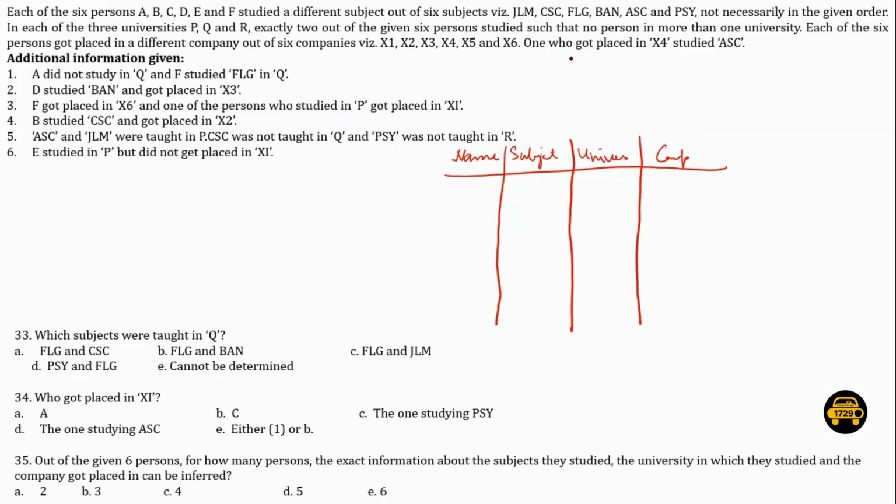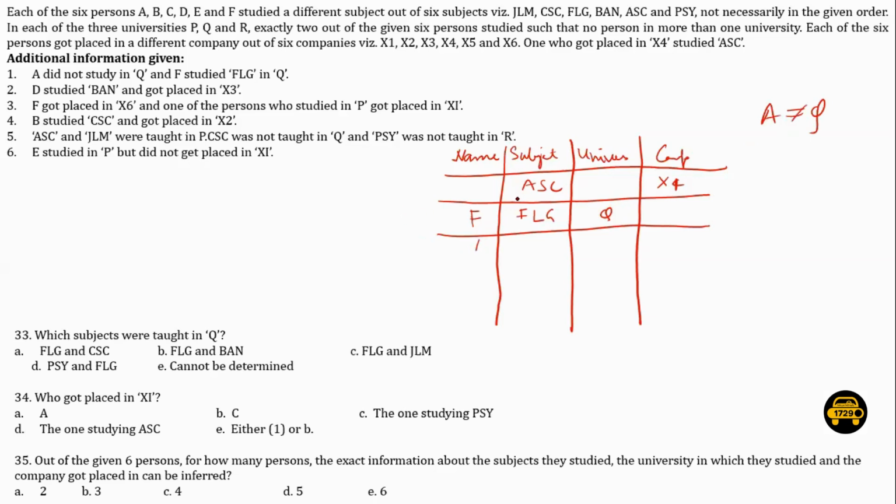So the first point which we know from all these points is one who got placed in X4 studied ASC. So company's name is X4 and subject is ASC. Then A did not study in Q and F studied FLG in Q. So the name of the person is F, studying the subject FLG. The name of the university is Q. And A did not study in Q. So we'll write it here. A will not study in Q.